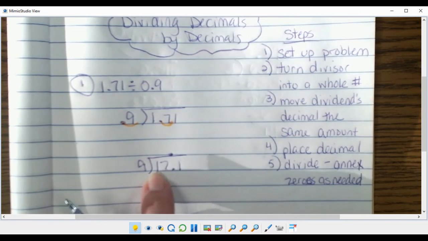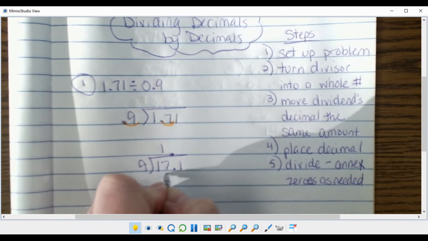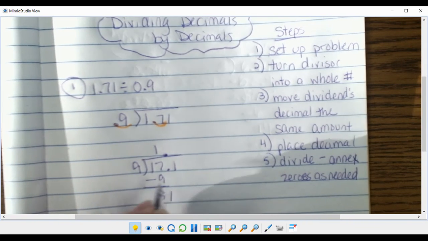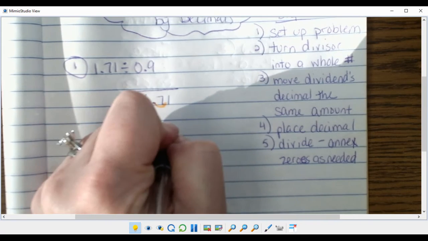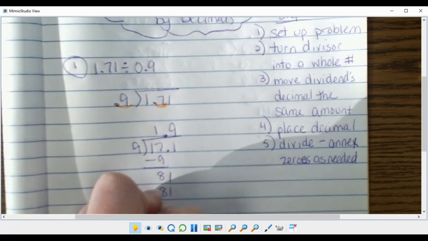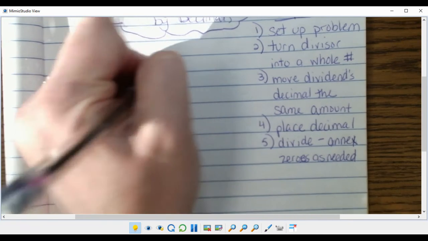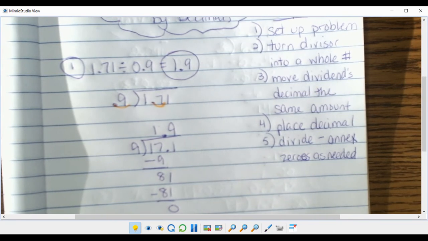So let's do it. 1 divided by 9, I can't. 17 divided by 9, I'll get 1. 1 times 9, I have 8 left over. I'll bring down the 1. Ignore this decimal, we're completely done with that for now. 81 divided by 9 is 9. Multiply, subtract, and we're good. So the original problem's answer is 1 and 9/10ths.